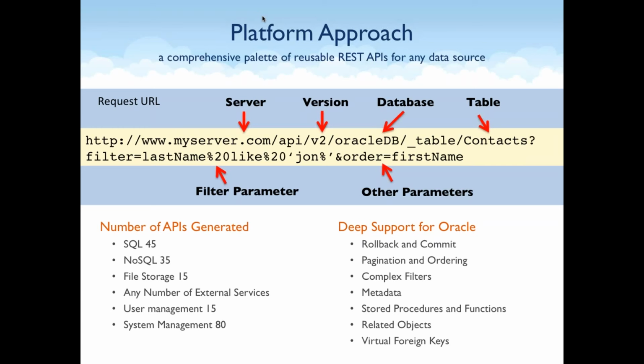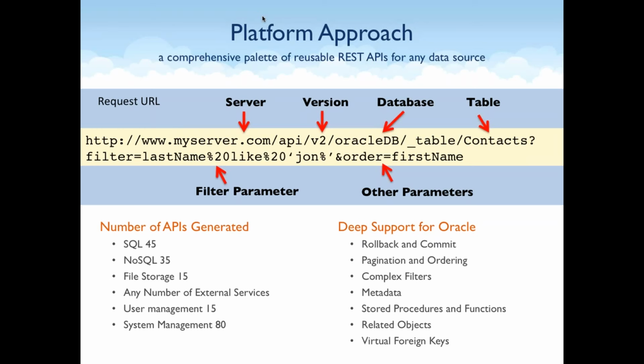The parameters have all sorts of support for Oracle functionality: rollback, commit, pagination, sort order, complex filters with unions and intersections, and schema access, so you can programmatically manage schema. Stored procedures and functions are built in as endpoints as well, so you can reuse existing functionality that you've built and you don't want to touch. If you have complex stored procedures, you may want to leverage those.